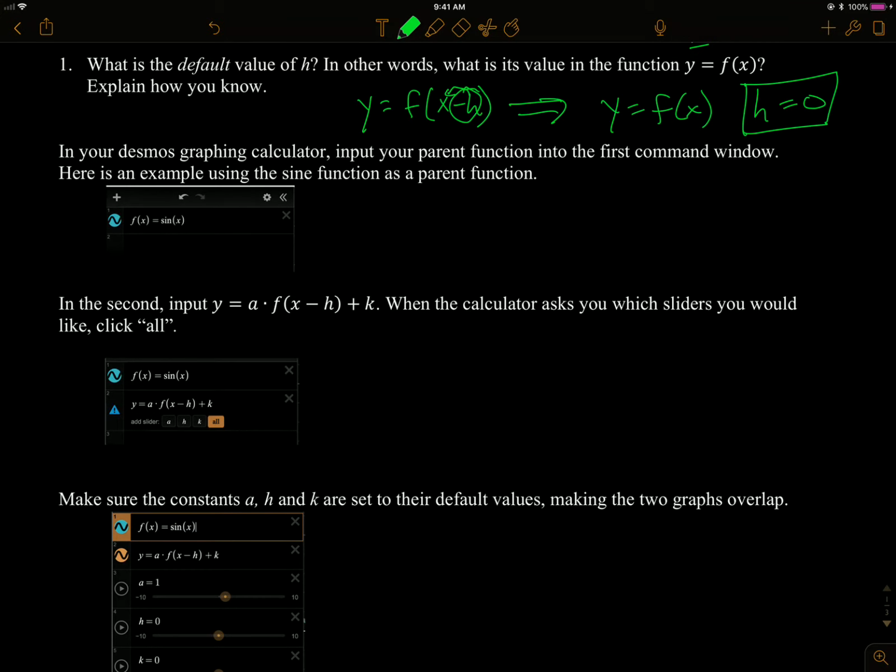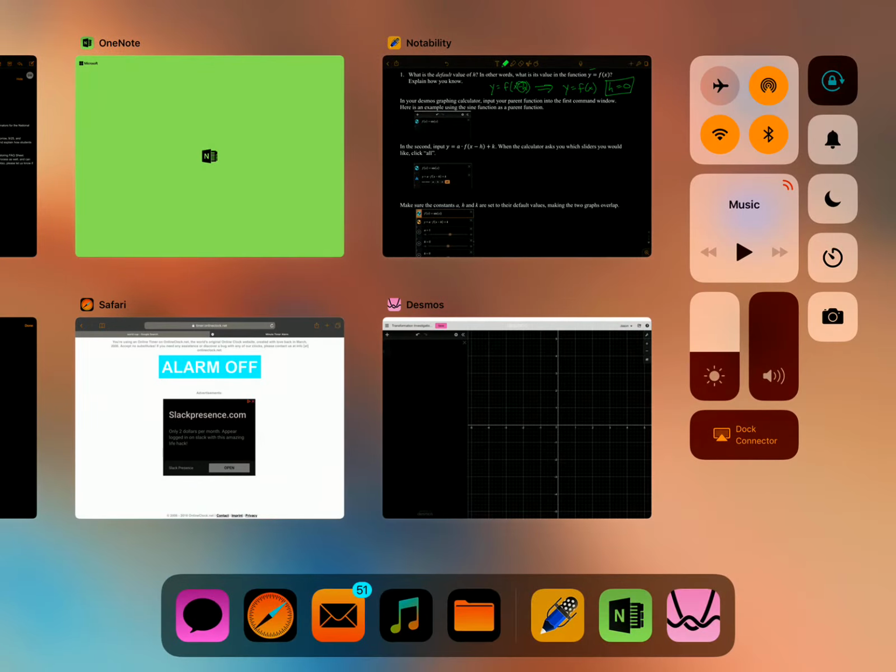So let's do this investigation. Again, you're going to use something other than sine. This one's not real easy to see with sine, so sine and cosine would be a bad choice. So you're going to choose something other than sine.